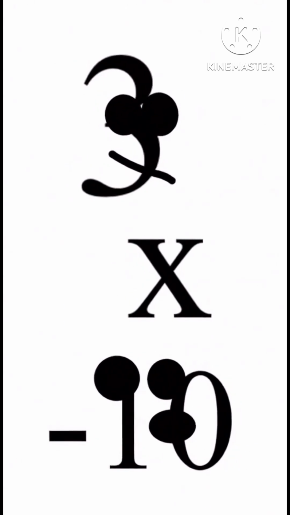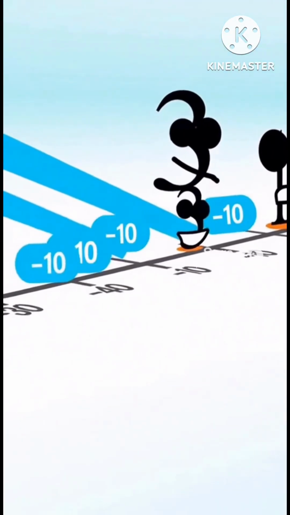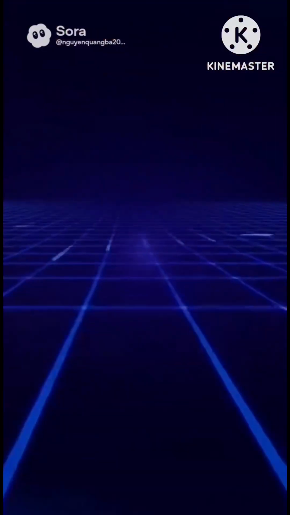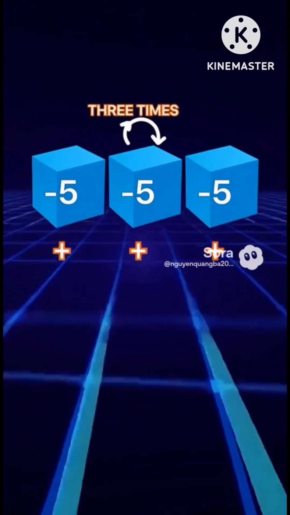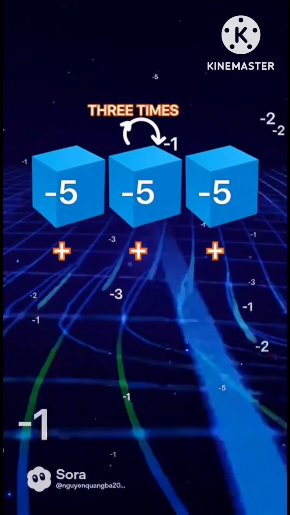What happens when you multiply 3 by negative 10? Think of it as 3 jumps of negative 10 on a number line. First jump, you're at negative 10. Second, negative 20. Third, negative 30. How can you add 3 times negative 5? Think of multiplication as repeated addition. Negative 5 added 3 times is negative 5 plus negative 5 plus negative 5.